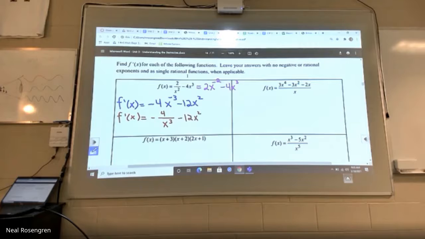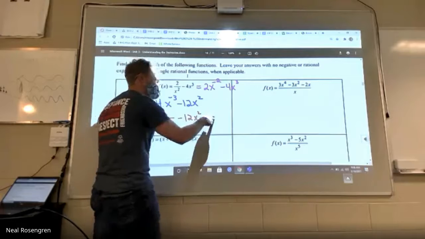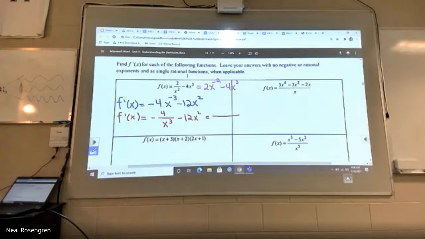Okay, no negative exponents and no rational ones. That's good. Now, the last thing that they want us to try to do is to write things as one single rational function. If you have a rational piece, then we can put this whole thing together and make one rational function. Okay? And all we need to do is just make a common denominator and put them together.